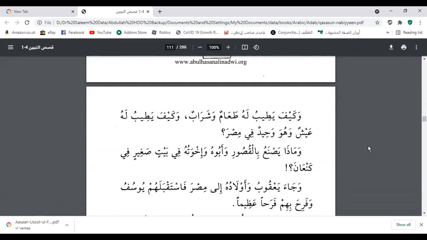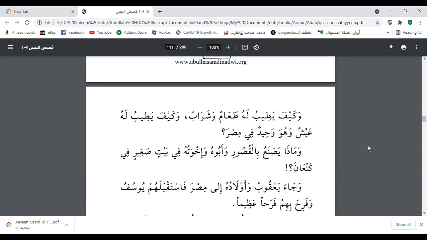How would food and drink be good for him? Why would he want to have them? وكيف يطيب له عيشنا? Why would he like to be living وهو وحيد في مصر, while he is alone in Misr? وماذا يصنع بالقصور? And what would he do in the palaces? وأبوه وإخوته في بيت صغير في كنعان, while his father and his siblings are in a small house in Canaan.